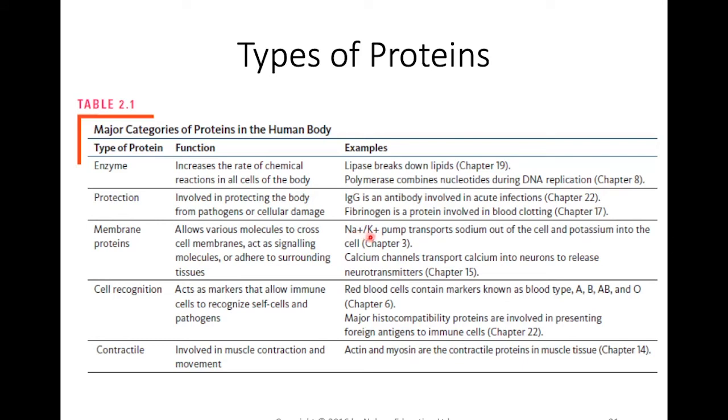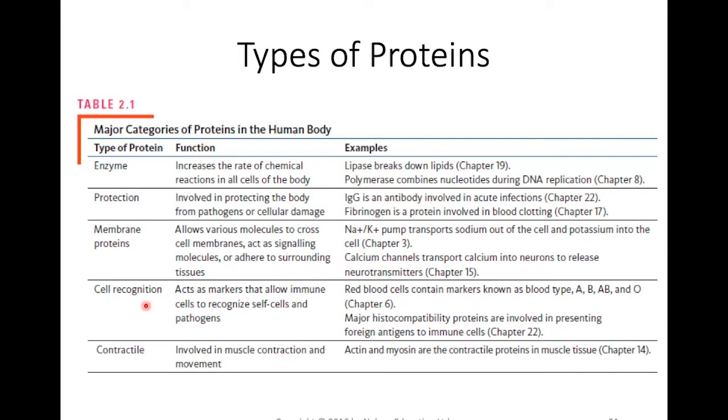Now, we also have channels located within our cell membranes that can allow for the movement of specific ions from the external environment, the extracellular, to the intracellular environment.